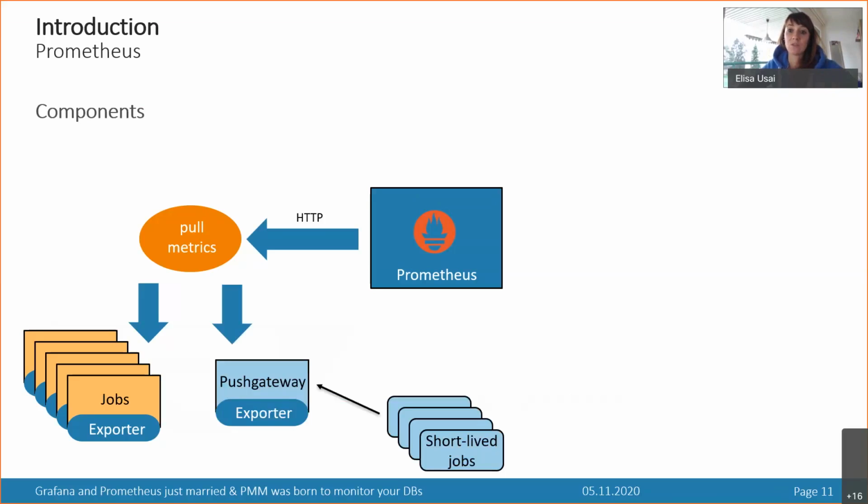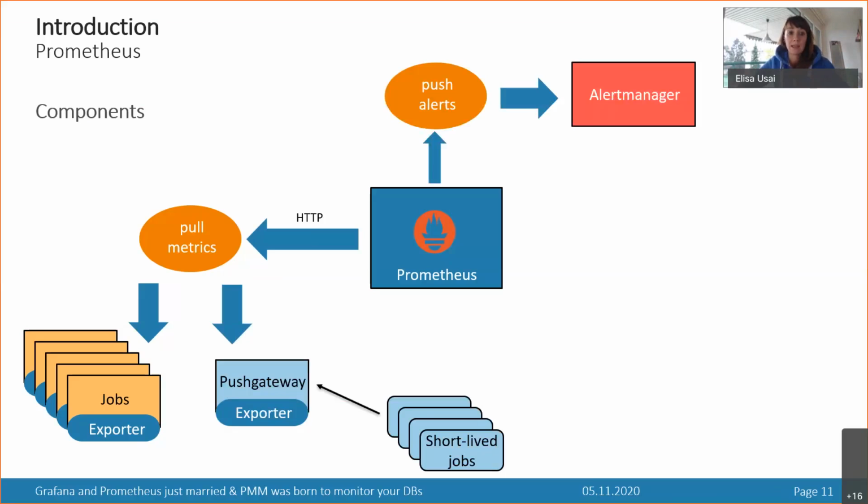We could have, but this is not mandatory, a push gateway, which is an intermediary service which we can use, for example, for capturing the outcome of a service level batch job. And Prometheus can be integrated with the alert manager to handle alerts. So we can be notified if something goes wrong in our system.